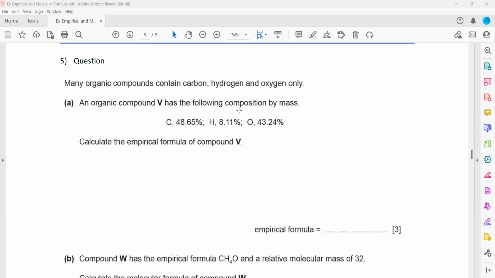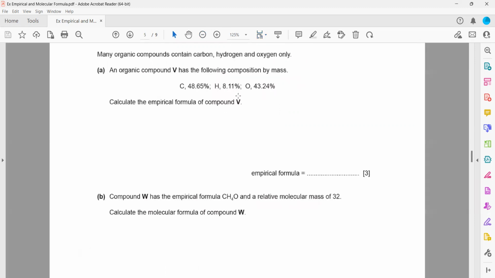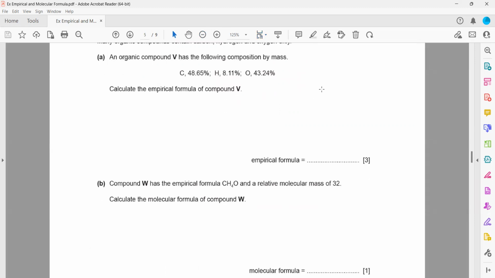The next is many organic compounds contain carbon, hydrogen, and oxygen. We have to work out the empirical formula. How to work out the empirical formula? We have carbon, hydrogen, and oxygen, and their percentages are there: 48.65, 8.11, and 43.24. The first step is divide by atomic mass.